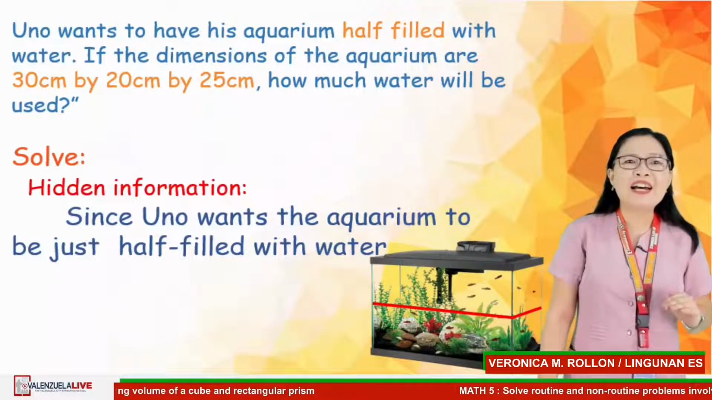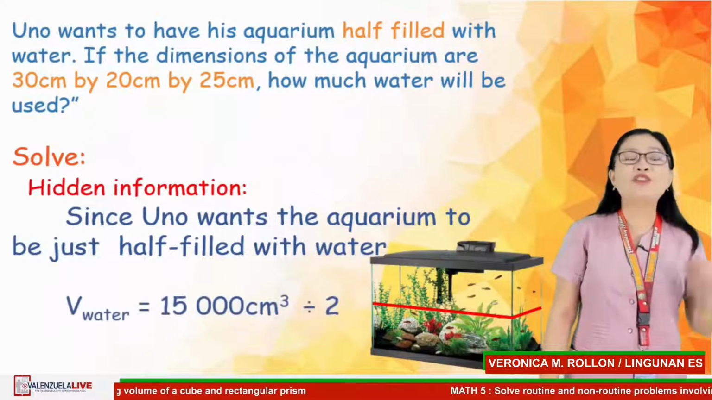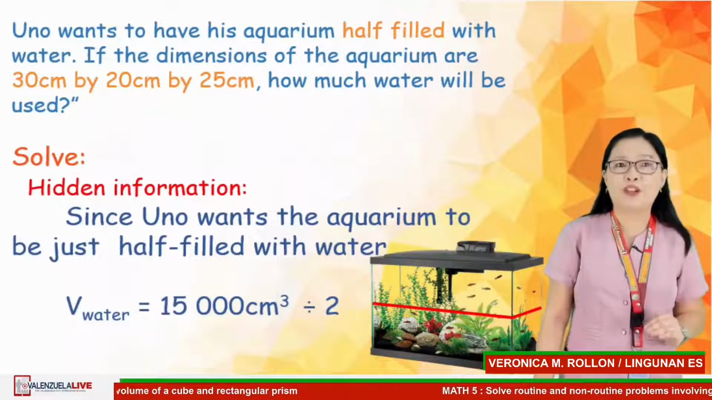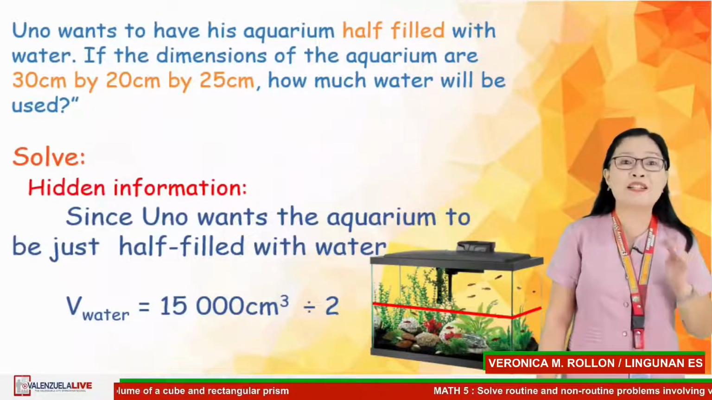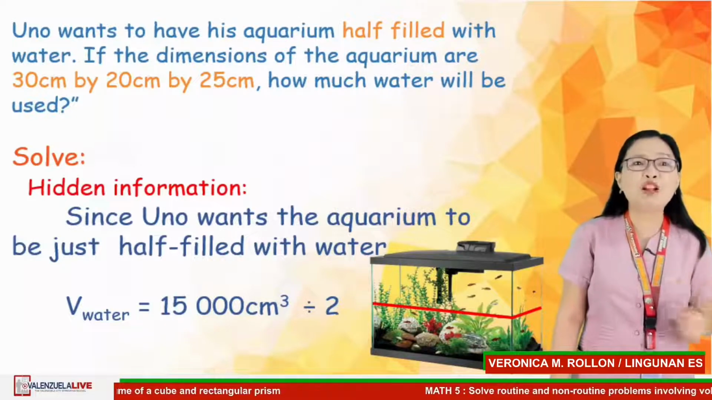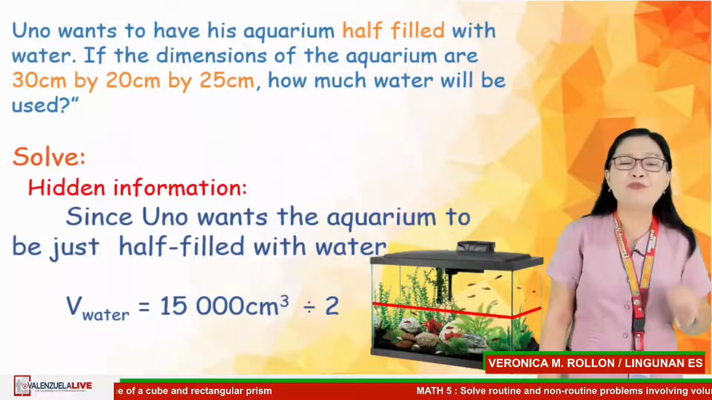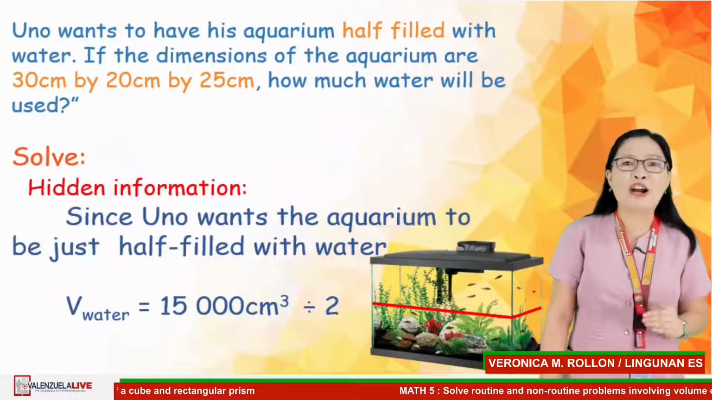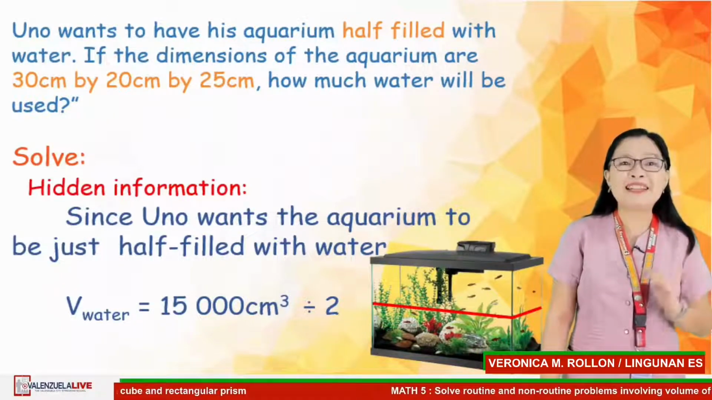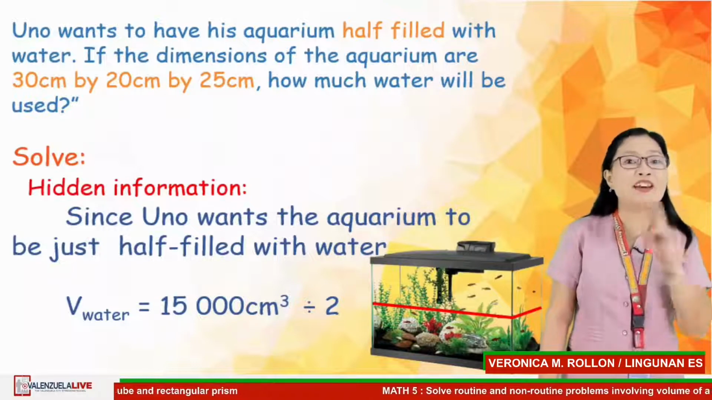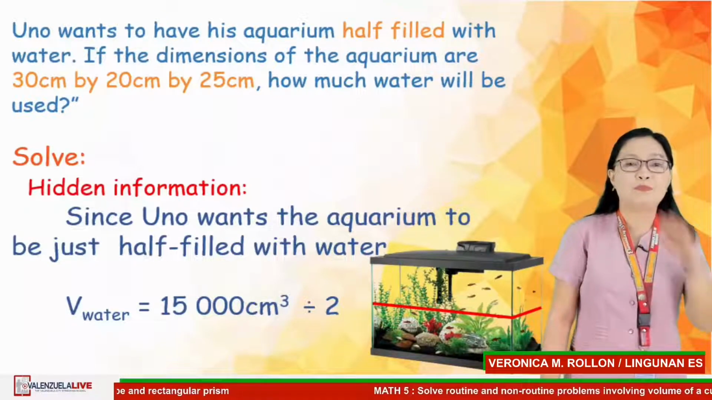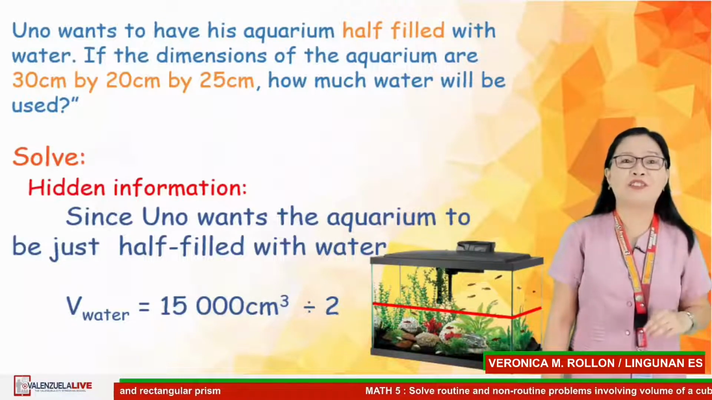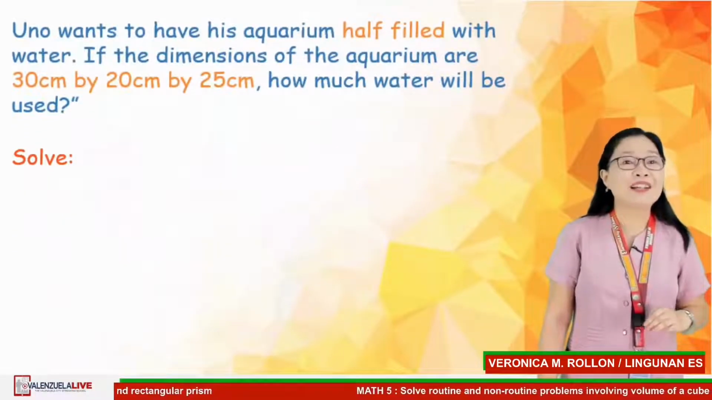So, since we already know the volume of the aquarium, which is 15,000 cubic centimeters, to solve for the volume of the water, we have to divide the volume of the aquarium by 2. So, 15,000 cubic centimeters divided by 2, because it's half filled with water. Remember that. So, let us try to solve.